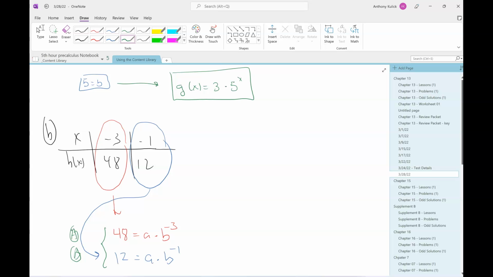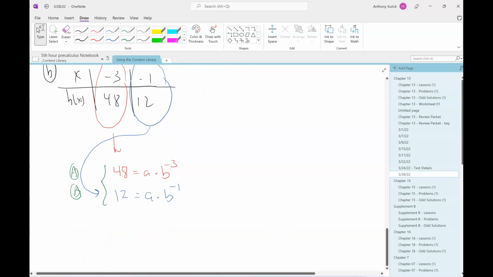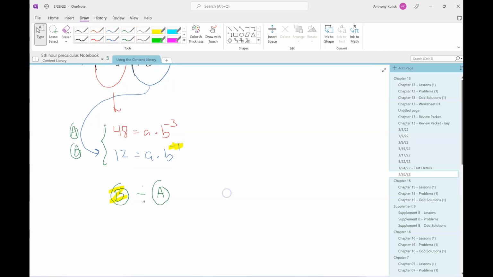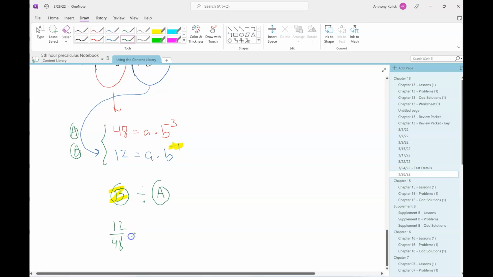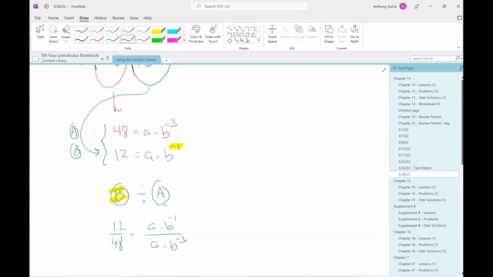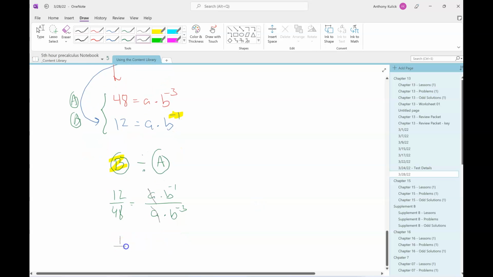dividing. Okay? So the way I typically like to do it is the one with the bigger exponent, I like to be the numerator of my division problem. So if I do that, I have 12 over 48 equals a times b to the negative 1 over a times b to the negative 3. So far, so good. Well, the a's reduce. 12 over 48 is 1/4.